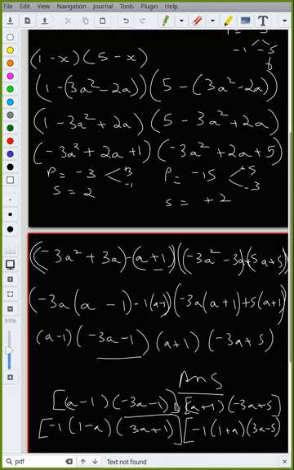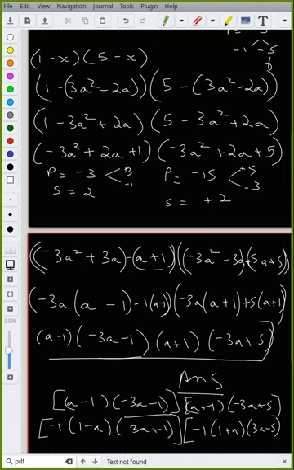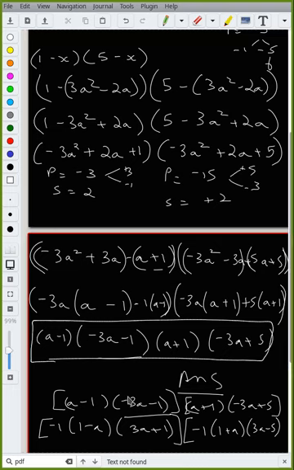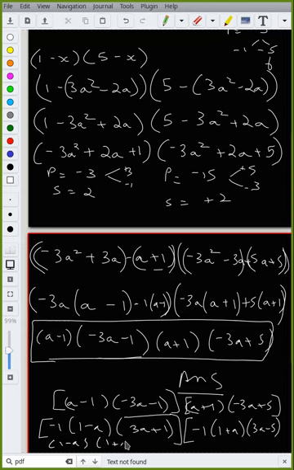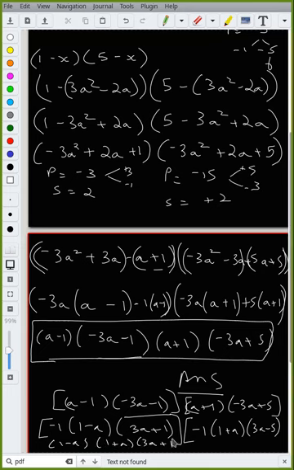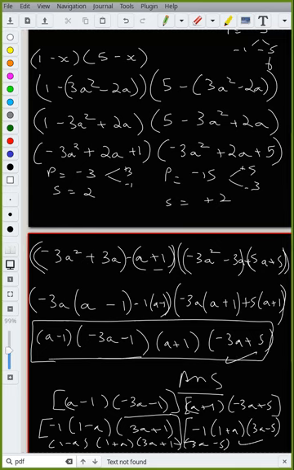So the answer would be 1 minus a into 3a plus 1, and then 1 plus a into 3a minus 5, right? Okay, there are a number of ways to do this. Even this answer is correct, even this answer is correct.